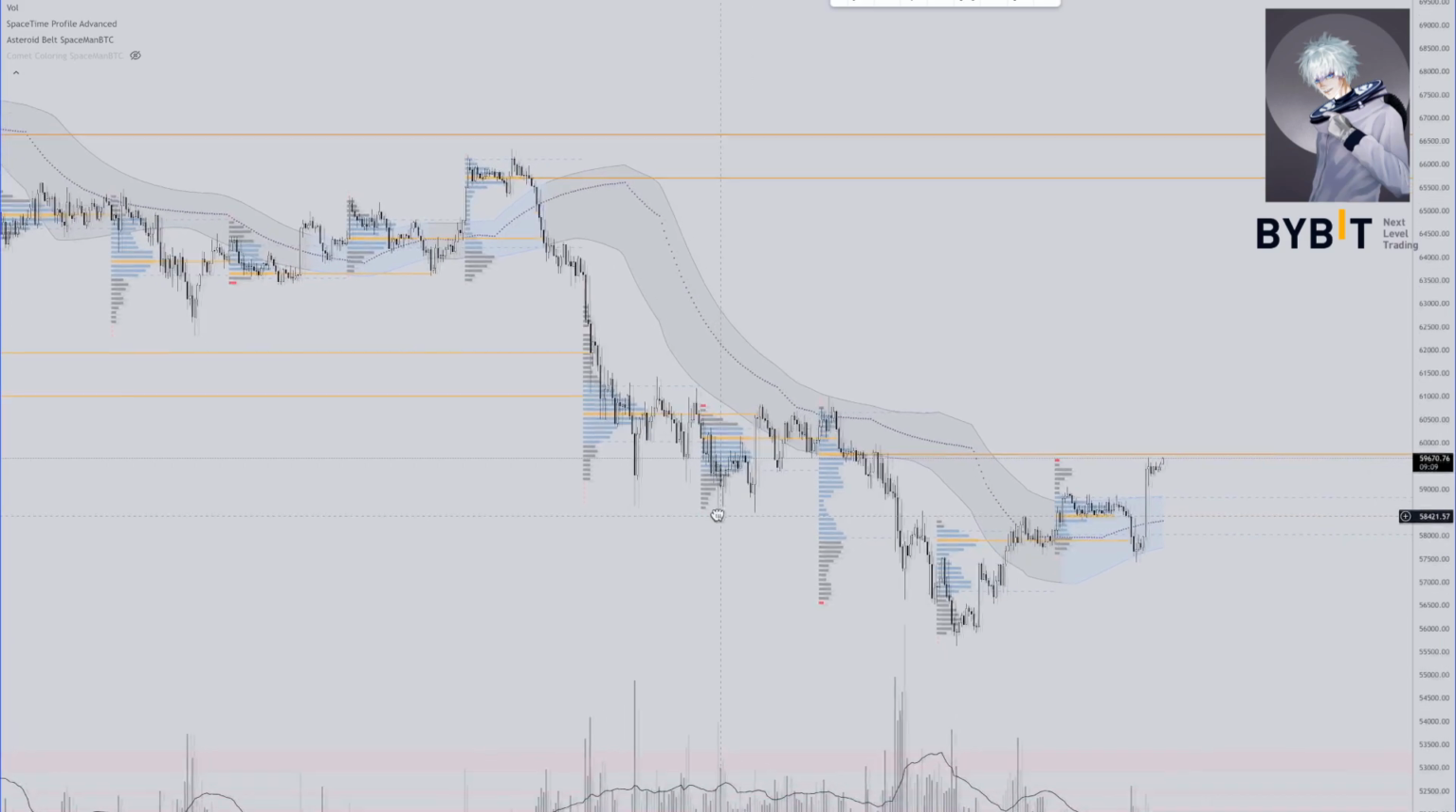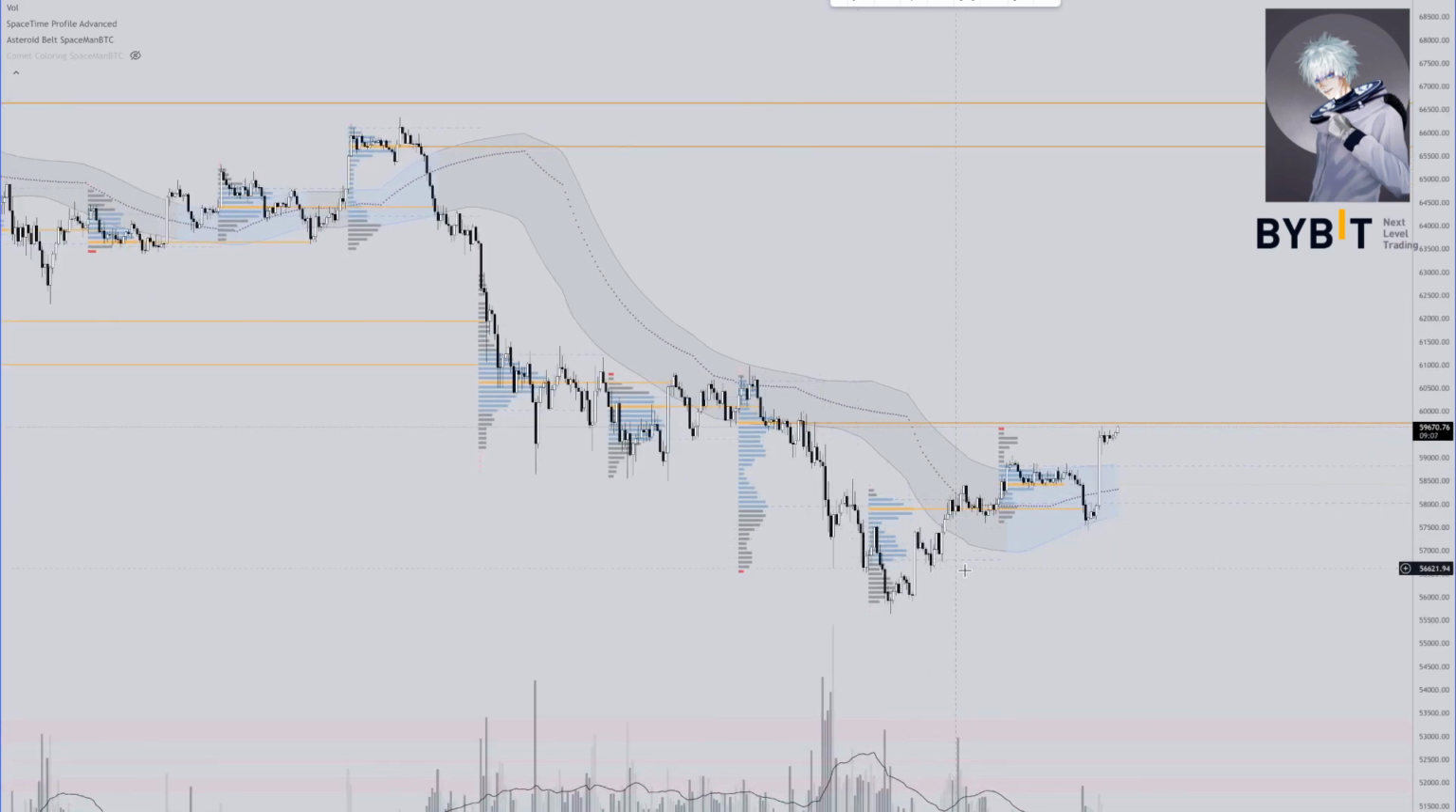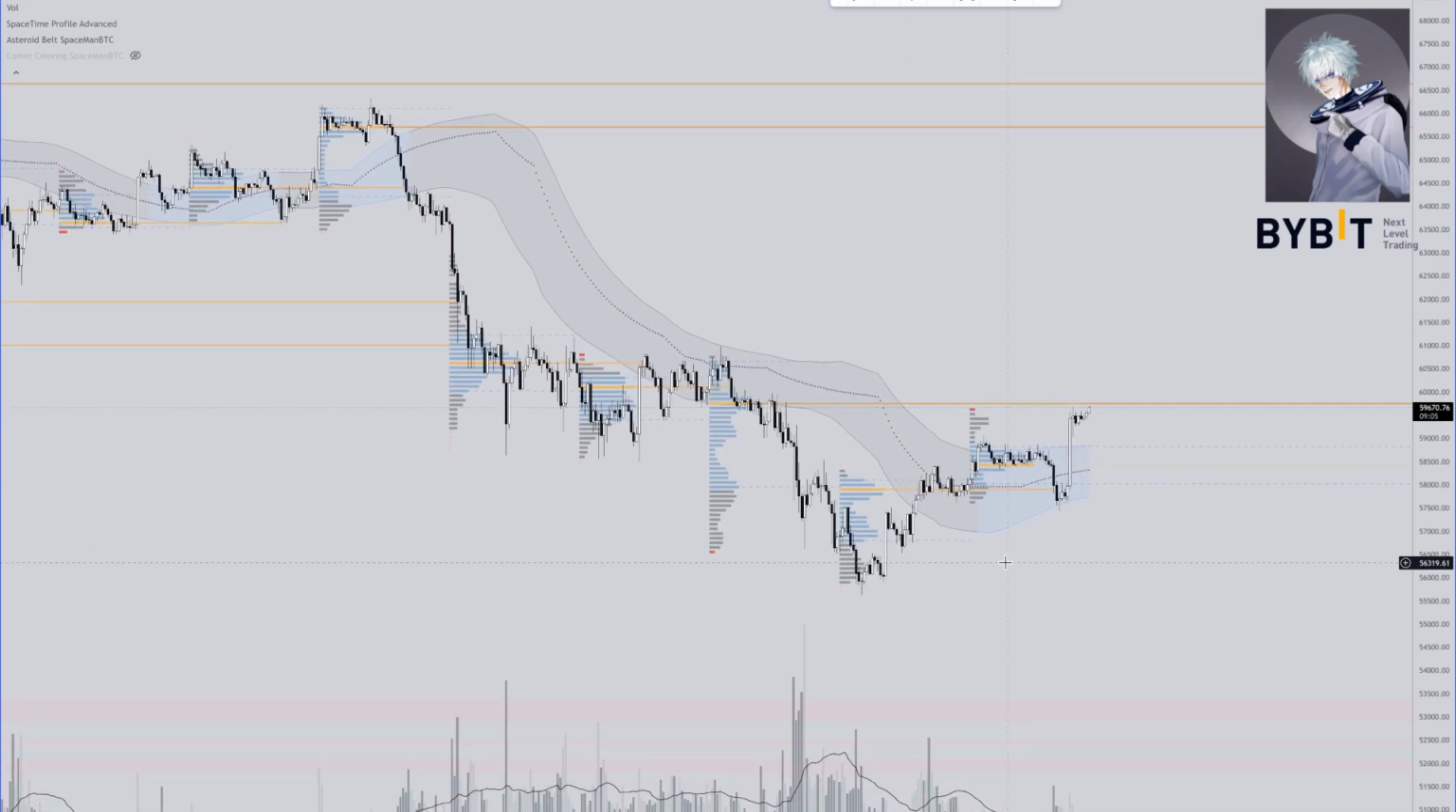Today we are going to do another look at Spaceman BTC's indicators, and we'll be looking at the new one, the Asteroids Belt. We're going to go through why I think it's a good context clue in addition to market profile. Then we're going to look at three specific setups that you can take within the actual bands themselves to complement your trading setups. So let's get right into it.